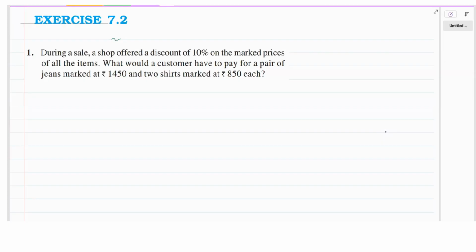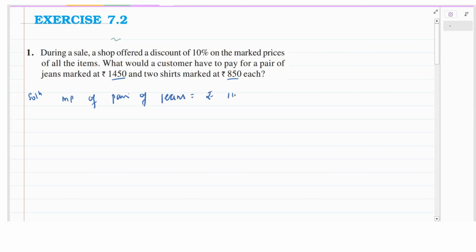During a sale, a shopkeeper offered a discount of 10% on the mark price of all the items. The question is asking what a customer has to pay for a pair of jeans at the mark price of this and two t-shirts at each 850. So the solution will be something like this. Mark price of pair of jeans is how much?